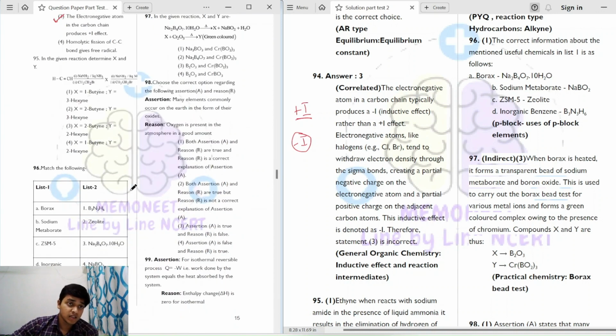The question is, in the given reaction determine X and Y. So we have ethyne, and it is first of all being reacted with NaNH2 and liquid ammonia. Then in the second step, it is being reacted with CH3CH2Br. That forms X, and when X is reacted in the same way, we get Y. So we have to find out X and Y for the given reaction.